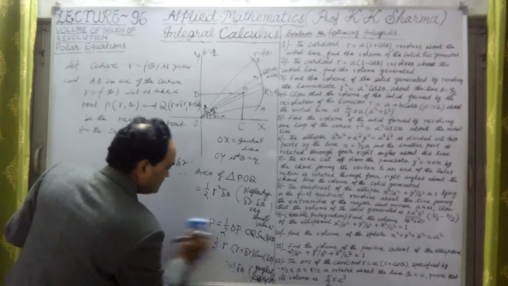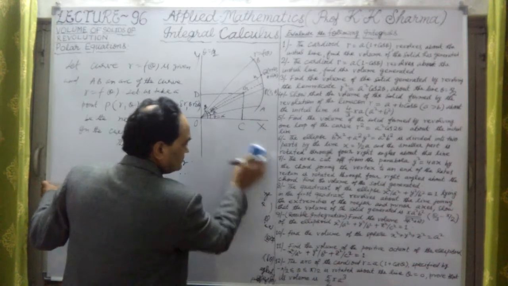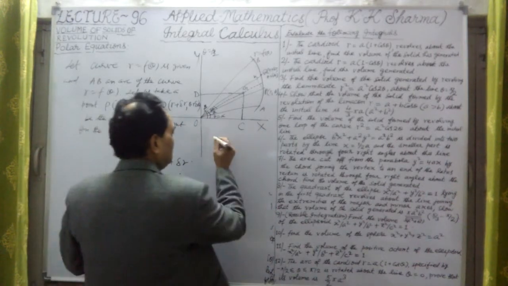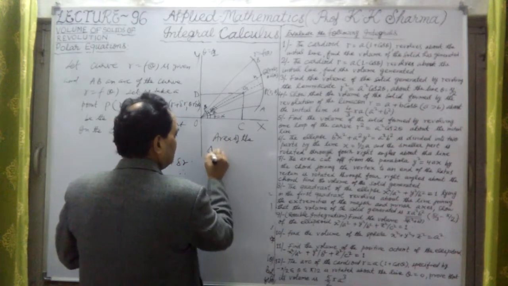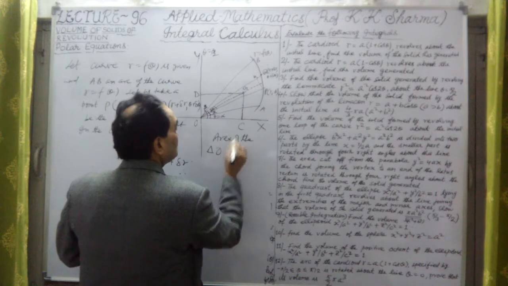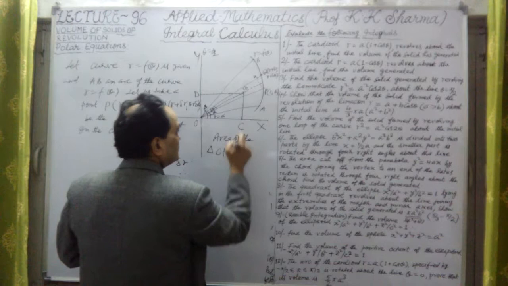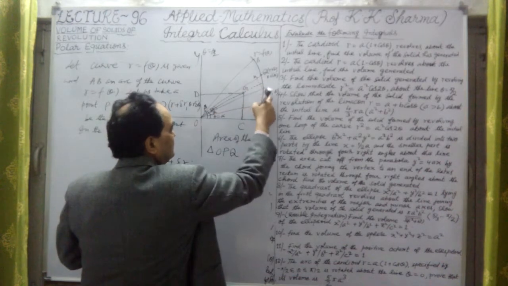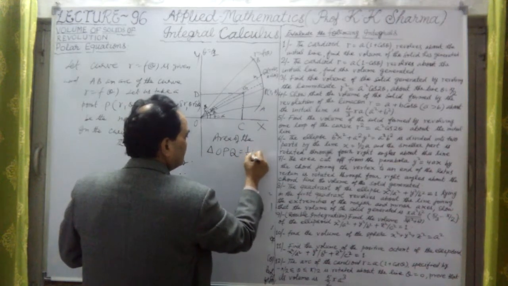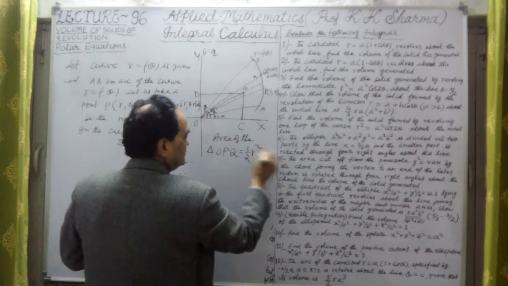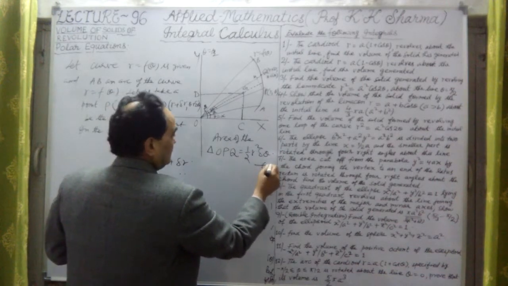Let me write here. What is the area of the triangle OPQ? Therefore, area of the triangle POQ or OPQ, either say QOP, POQ or OPQ, doesn't matter, is equal to half R square into delta theta. This is equation number 1.